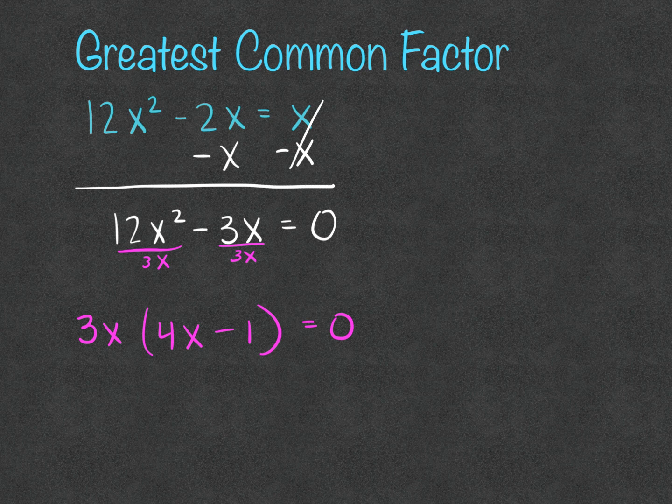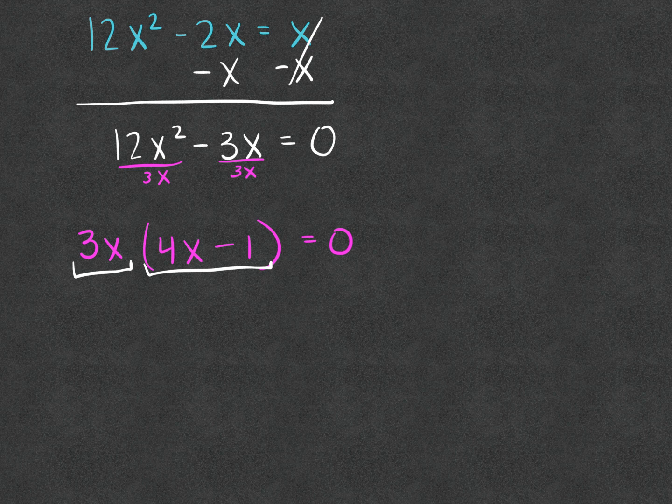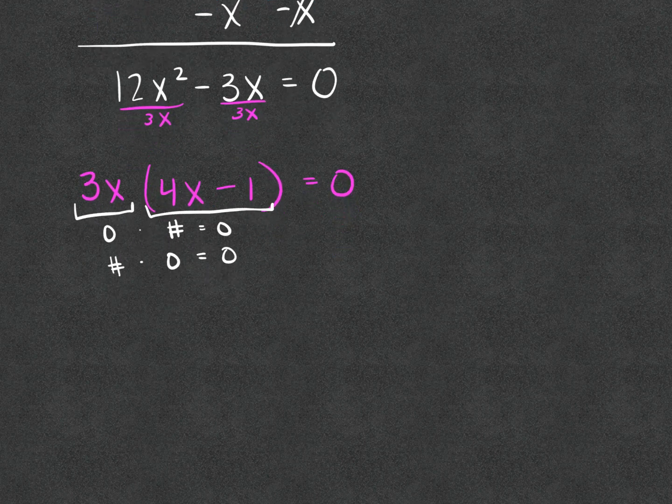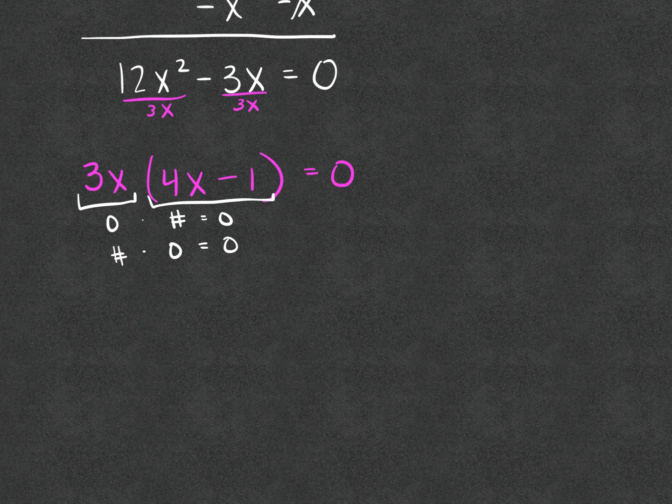Once you have it factored, we're just going to take each of our factors and set them separately equal to 0. The reason we can do that is because if the first factor equals 0, 0 times any number is just 0. And if the second factor is 0, then any number times 0 is also 0. So overall, the equation will be true as long as one of these two factors equals 0. So we're going to take our 3x and set that one to 0, and 4x minus 1 and set that one to 0. And then we just solve like normal.